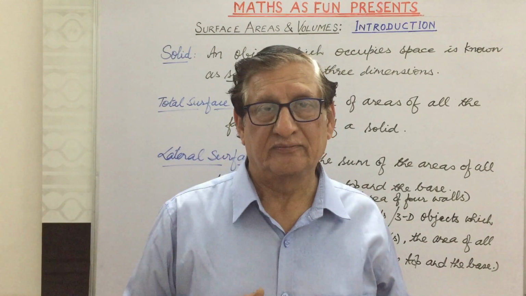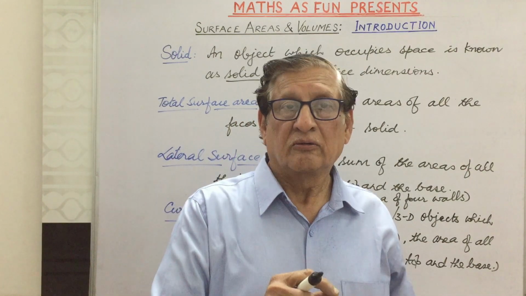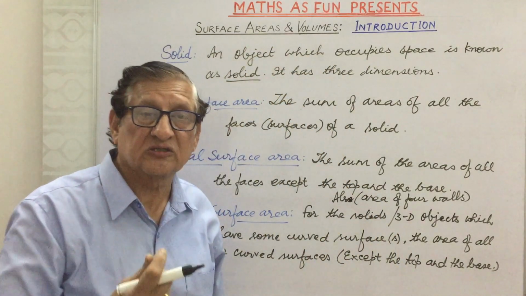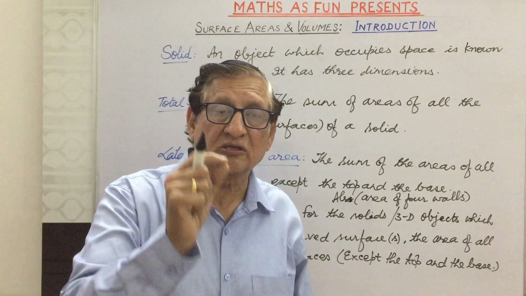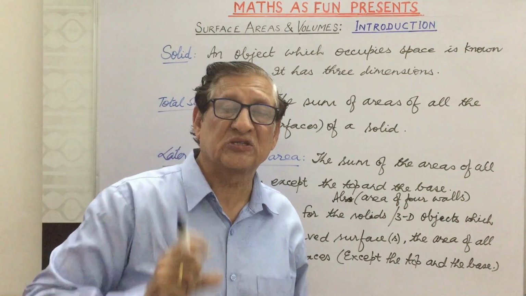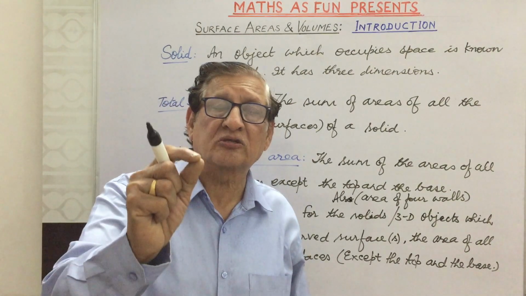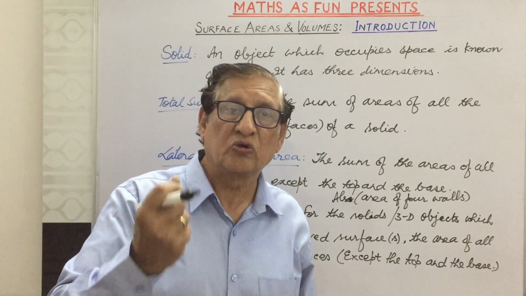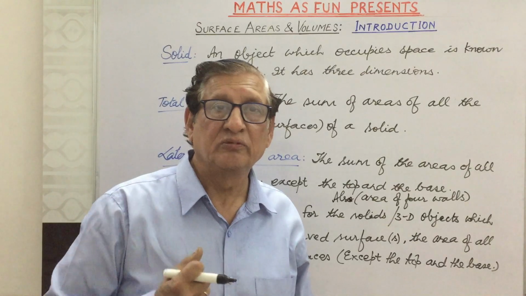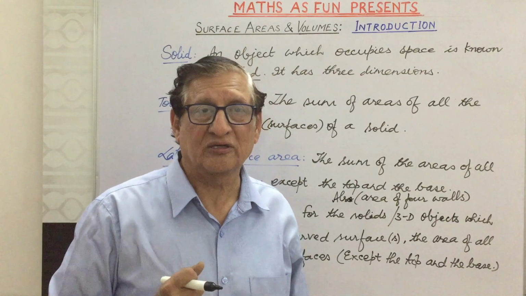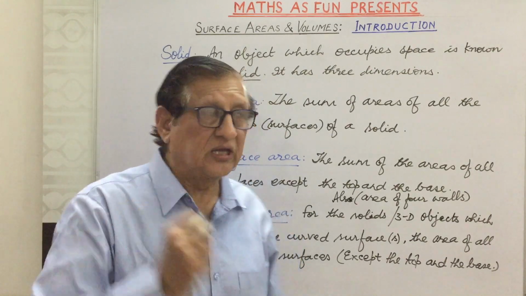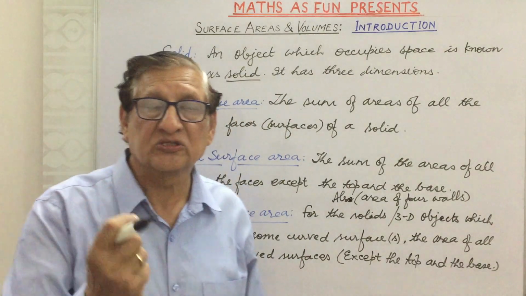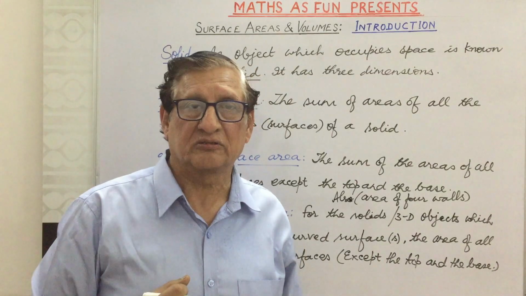Here in this video, first we have solids. What is a solid? A solid is an object which occupies space. The solids are generally three-dimensional objects, like we have a cuboid, cube, cylinder, etc. Then we are coming to the total surface area of a solid or three-dimensional object.